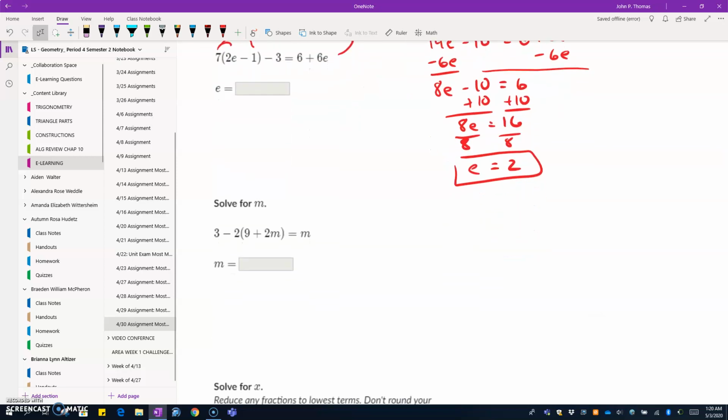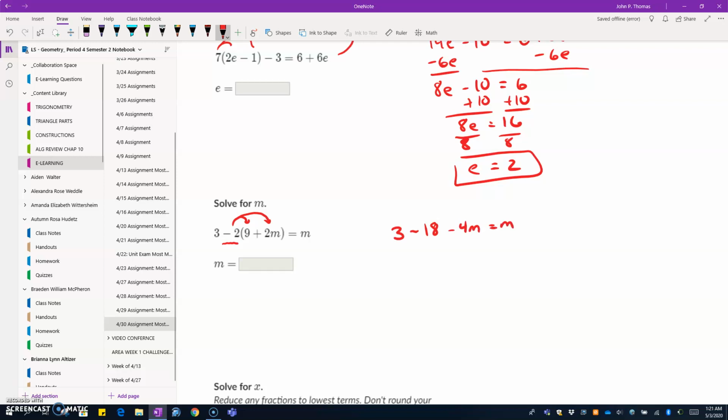Alright, so if I move to the second one, it's another equation, so we're going to solve it in a very similar way. We're going to distribute this 2 into both of those terms. Now, the key thing to notice here is that it's really a negative 2. So when I send that in, we've got 3, negative 2 times 9 is negative 18, so minus 18. Negative 2 times 2m is going to be negative 4m, so minus 4m equals m.